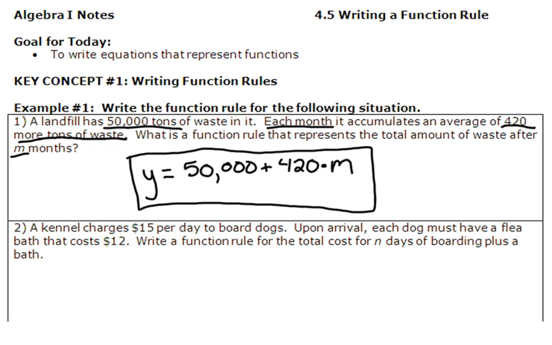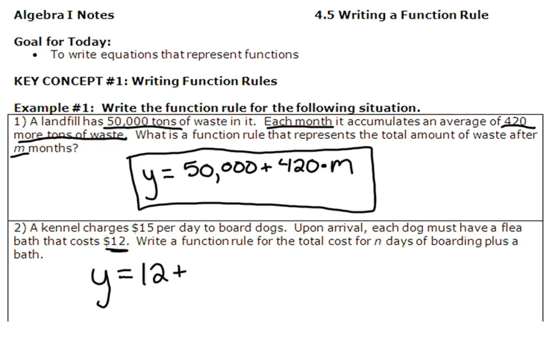So if you look at number 2, a kennel charges $15 per day to board dogs. Upon arrival, each dog must have a flea bath that costs $12. Write a function rule for the total cost for n days of boarding plus a bath. So again, we're looking for a total cost. So that's our Y equals. No matter how many days the dogs stay, they are going to have a flea bath when they get there. So, no matter what, they're having a flea bath that costs $12. So that's the starting amount. They start with $12.